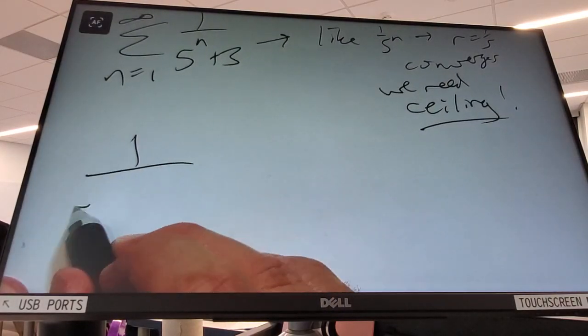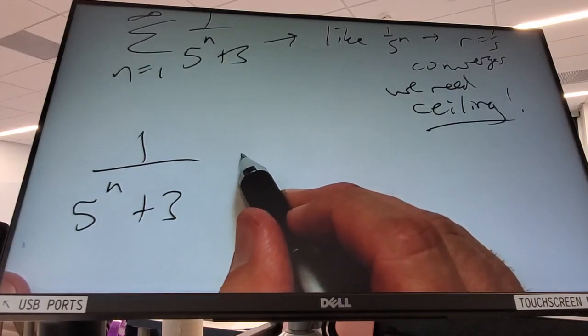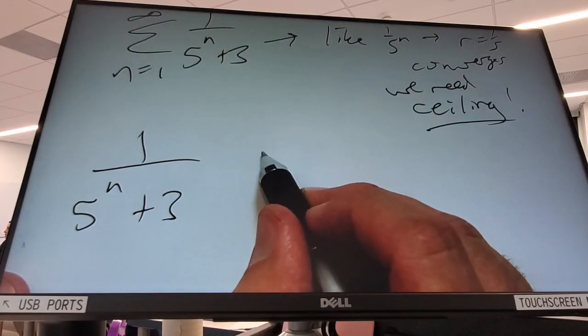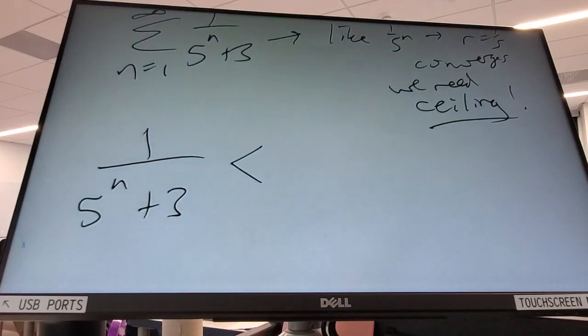So you start with what I got. Which way do I want the inequality to go? You want the thing that you're making to be bigger. Yes, I want it to be a ceiling, so I want it to be above mine. The ceiling would be above, so whatever I put here, I want it to be bigger than me. Floor would be below, so then it would be the other way.